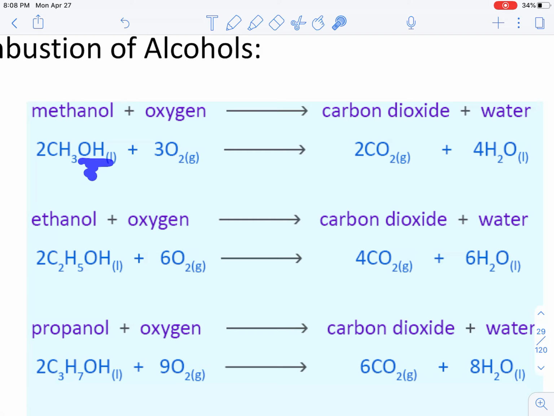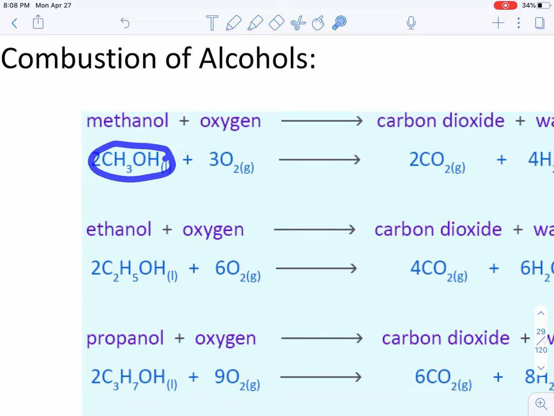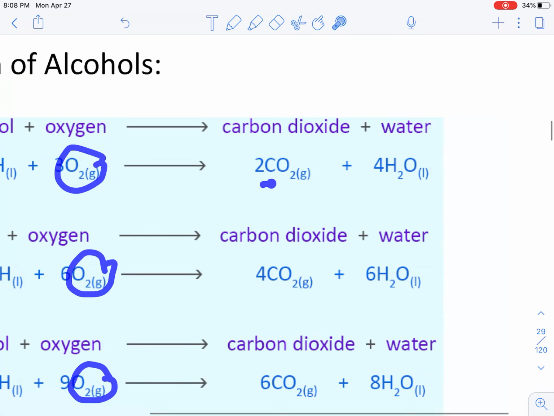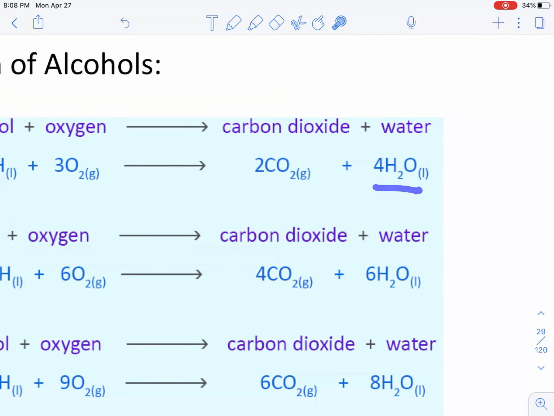But the addition of this hydroxyl group doesn't make the substance not flammable. So alcohols such as methanol, ethanol, propanol, isopropyl alcohol, all of those can serve as fuels, so to speak. They're combustible in the presence of oxygen and heat. Whenever you have a combustion reaction, you do need a hydrocarbon, and it's going to react with molecular oxygen to specifically produce carbon dioxide and water, H2O.